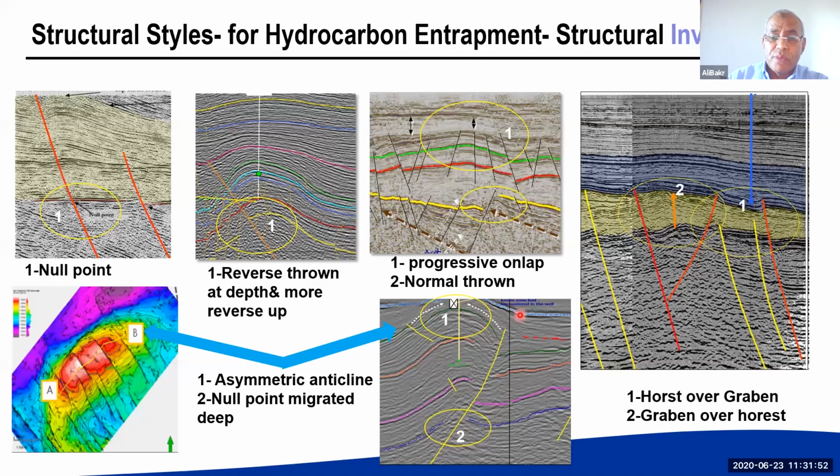On the map view, this nice anticline could look something like that, a very nice northeast-southwest trending anticline in the same area. And actually the fault is heading after this nice asymmetric anticline. And usually there is a fast dip in that direction and a gentle dip in the other direction. So it is a kind of asymmetric anticline.